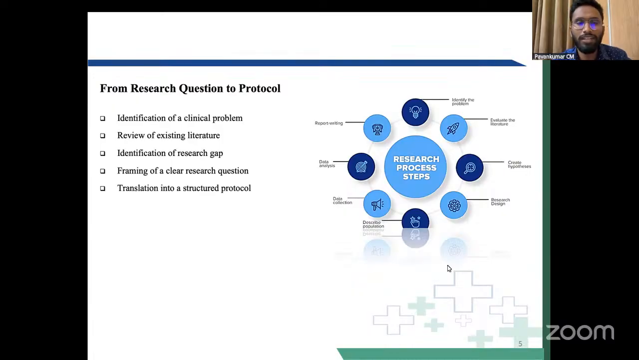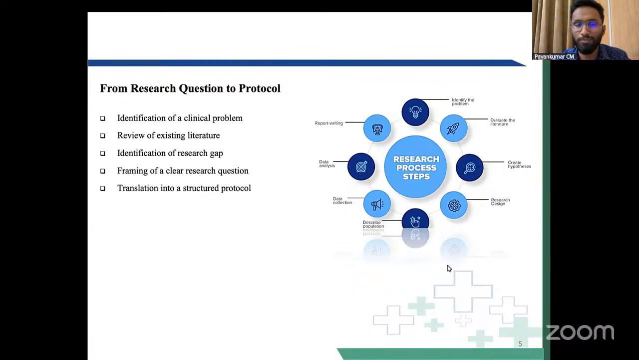And framing a clear research question is very important. So once you keep a title or an objective, it's done. Framing a clear research question is very important, and then translation into a structured protocol. What a structured protocol means, we are going to discuss in depth in further slides.